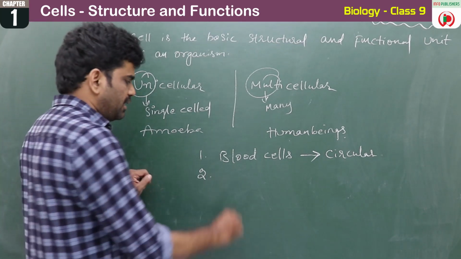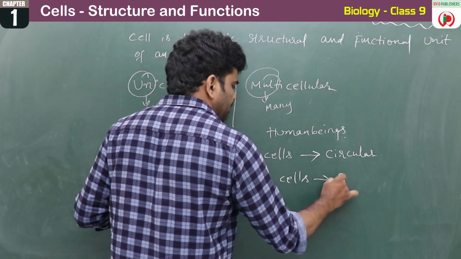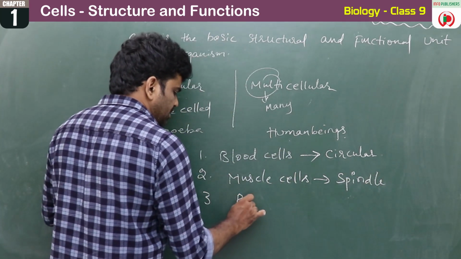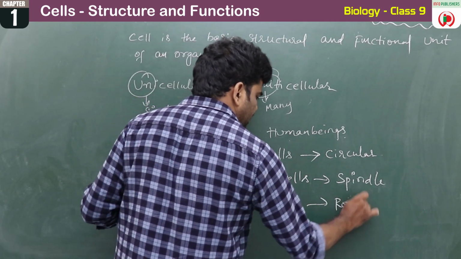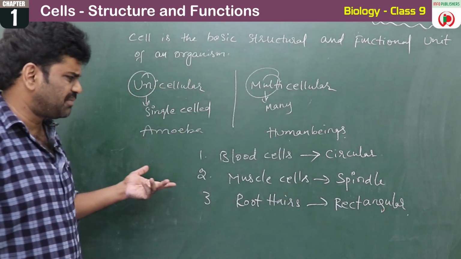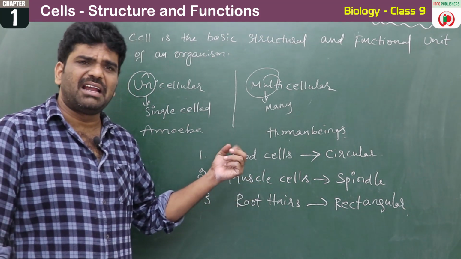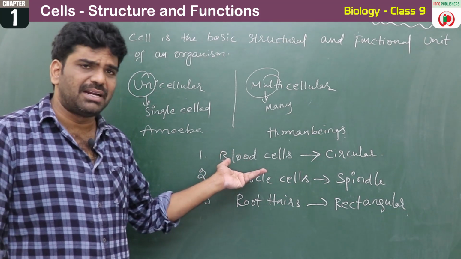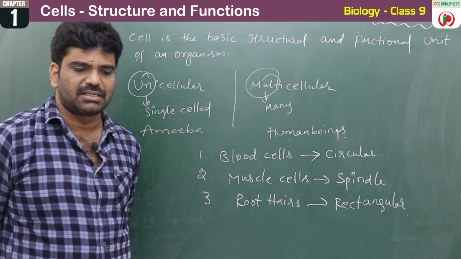Second one, muscle cells in human beings. Muscle cells are spindle in shape. And you can go for the root hairs in plants. The shape of the root hairs is once again rectangular. Like this, some cells are columnar in shape, cuboidal in shape, polyhedral in shape; the different shapes are there. Yes or no? Circular shape is given by blood cells, spindle shape by muscle cells, and rectangular shape by root hair cells.